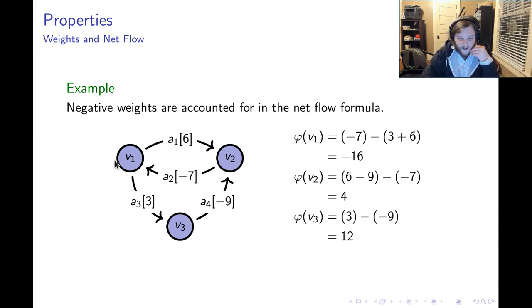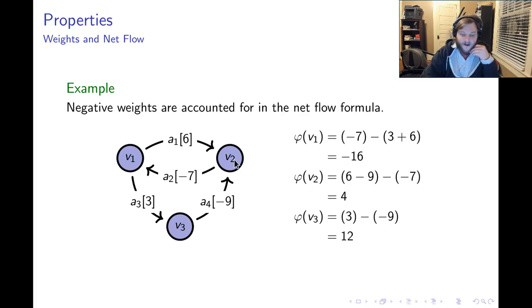If I look at the first node in this directed graph, this node comes into contact with the arrows A1, A2, and A3. Of those three arrows, only A2 is pointing at V1. So we're going to add this weight. It just so happens that weight is negative. So here we start with -7. Then we'll subtract off all of the weights pointing away from V1. So we'll subtract the quantity 3 plus 6 here, and we end up with -16.